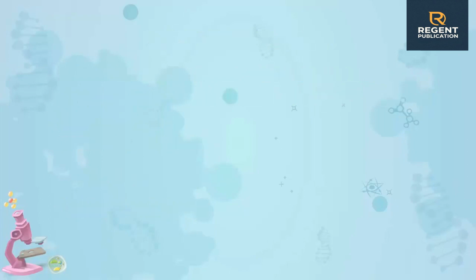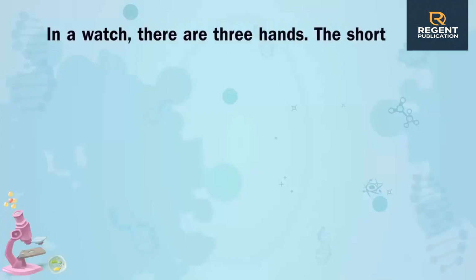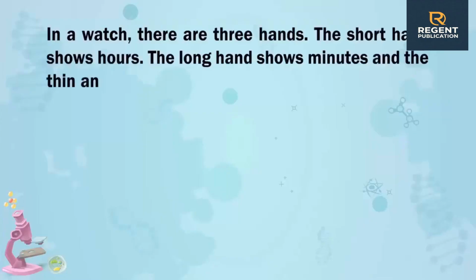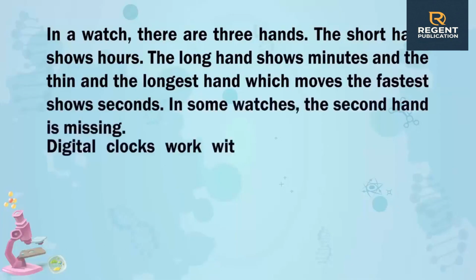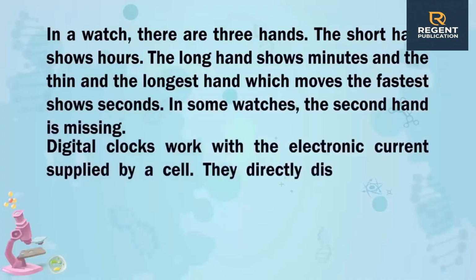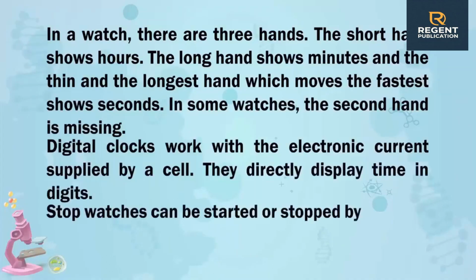In a watch, there are 3 hands. The short hand shows hours, the long hand shows minutes, and the thin and the longest hand, which moves the fastest, shows seconds. In some watches, the second hand is missing.